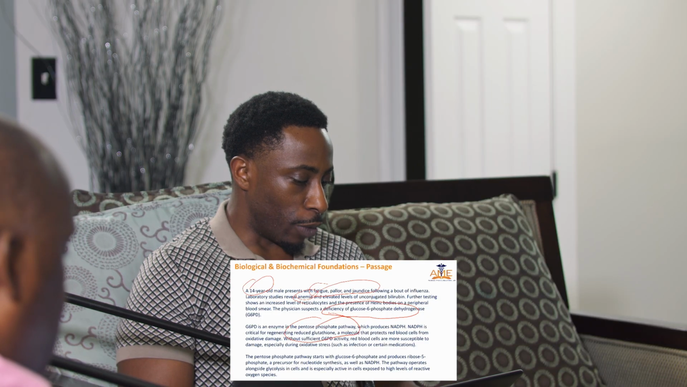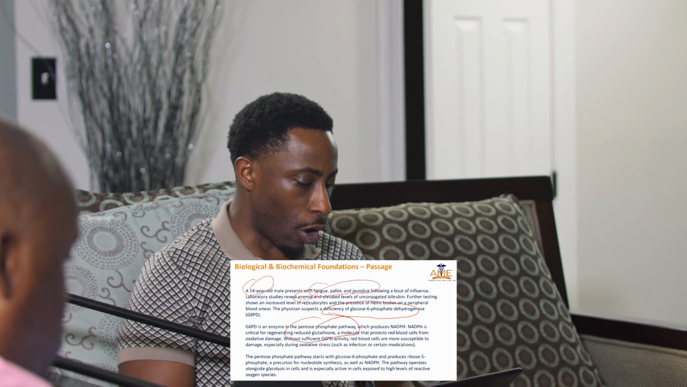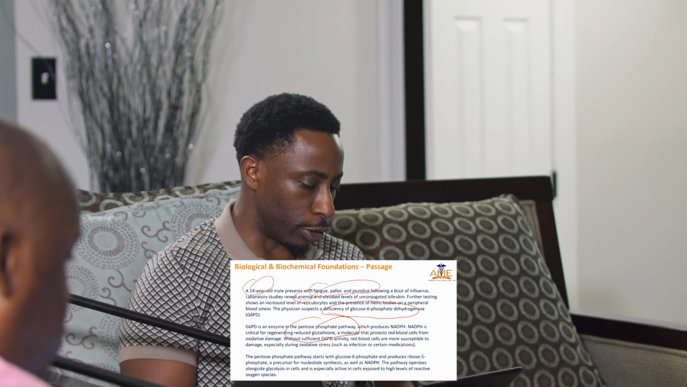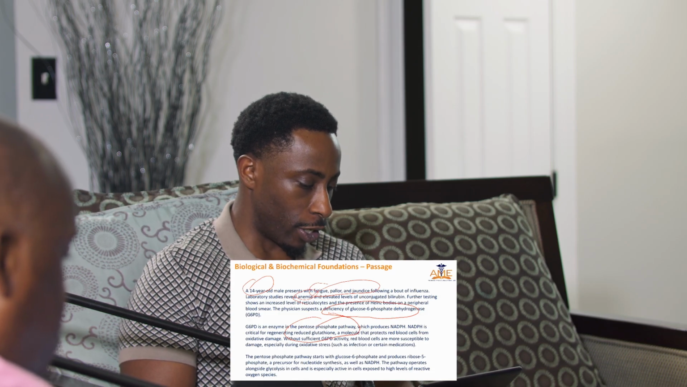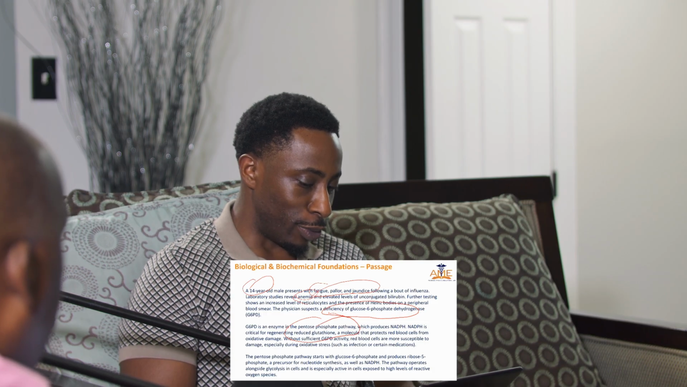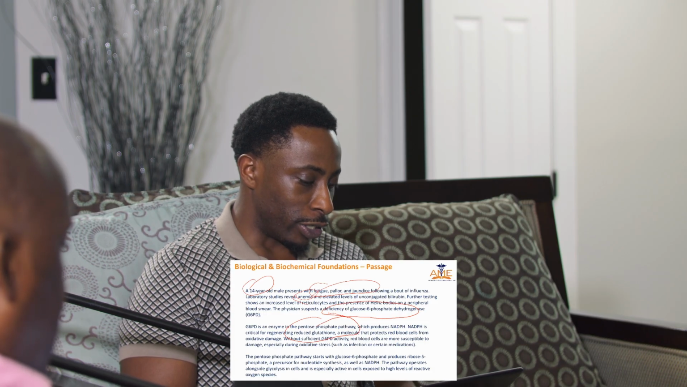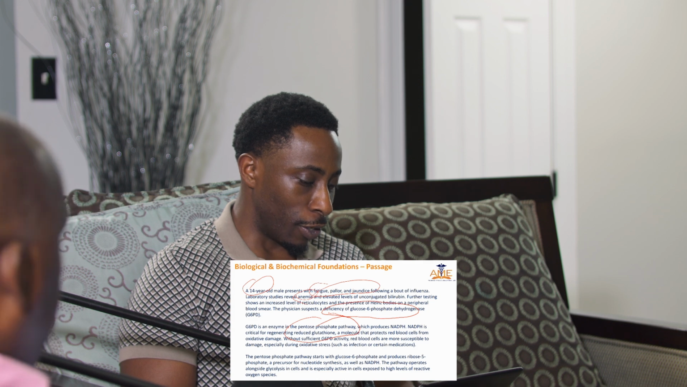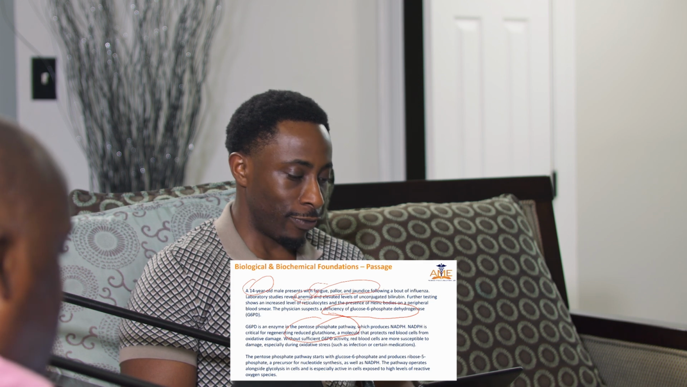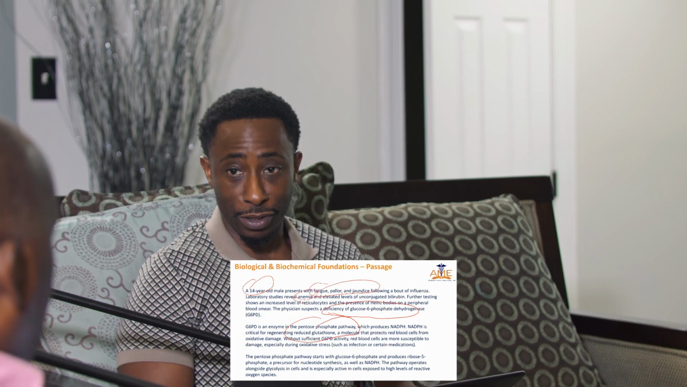Let's go into the 3rd paragraph. So the 3rd paragraph, gotcha. So the pentose phosphate pathway starts with glucose 6-phosphate and produces ribose 5-phosphate, a precursor for nucleotide synthesis, as well as NADPH. The pathway operates alongside glycolysis in cells and is especially active in cells exposed to high levels of reactive oxygen species.